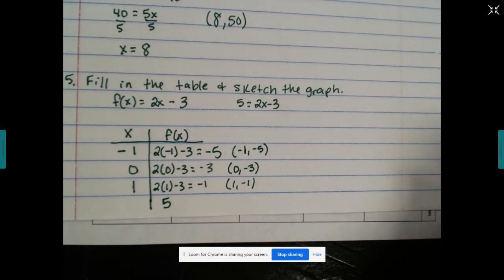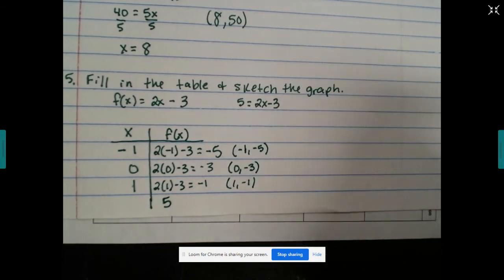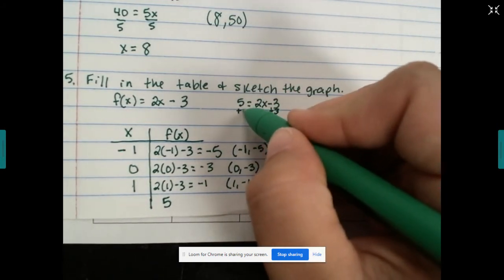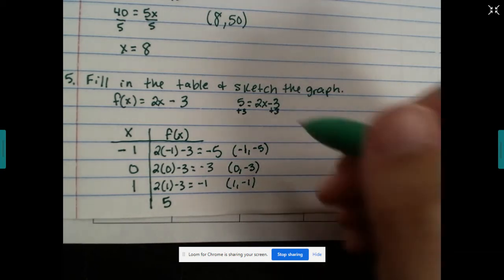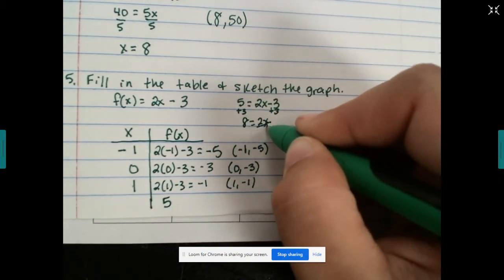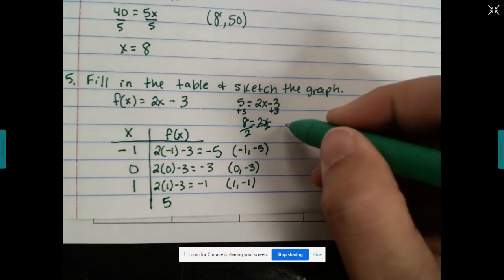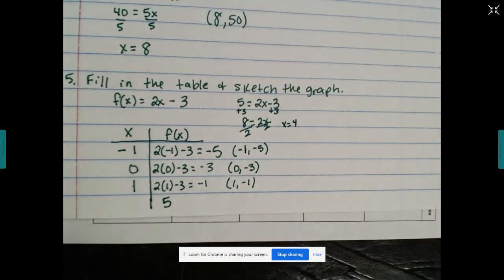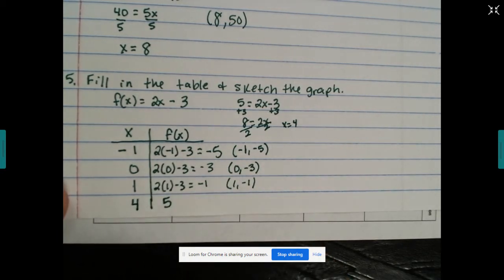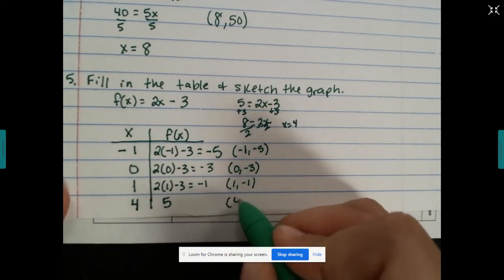And then how do I solve for x? Yeah, add them. Good. So we add our 3, which will give us 8 equals 2x, and divide by 2. So our x equals 4. So then our last point is at 4, 5.